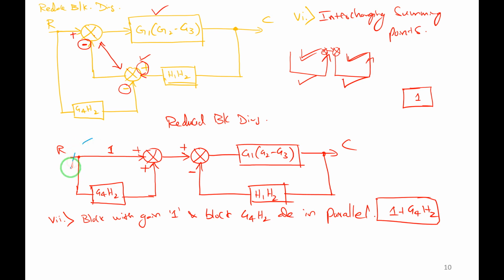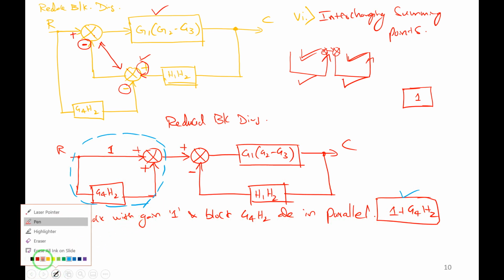I will circle it. Observe here, this entire thing will vanish and get converted into a single block. The summing point also goes. So the block with gain 1 and block G4H2 are in parallel, and I am getting 1 plus G4H2. This entire thing will vanish. Next I will apply one more rule.